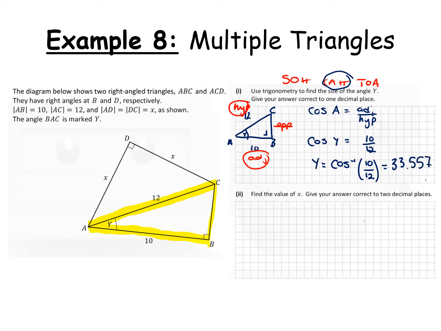33.557, and they want that correct to one decimal place, so just this one, and we look at what's next, and we get 33.6 degrees. So now it asks us to find the value of x and give your answer correct to 2 decimal places. So now what we're going to focus on is this triangle here. So we're going to focus on the second triangle.